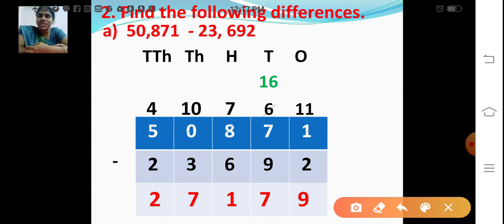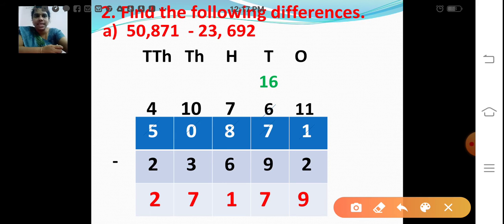Now, 50,871 minus 23,692. We are going to subtract these two numbers. Write the numbers in their exact places. So 50,871: 1 in the ones place, 7 in the tens place, 8 in the hundreds place, 0 in the thousands place, and 5 in the 10,000s place.